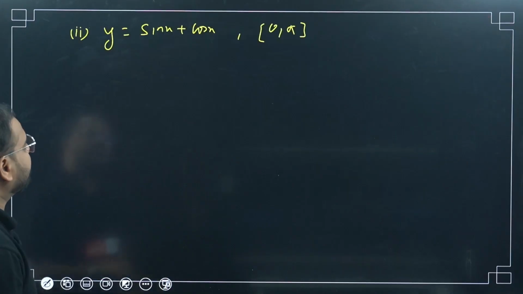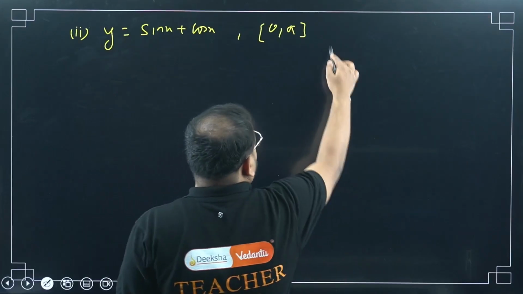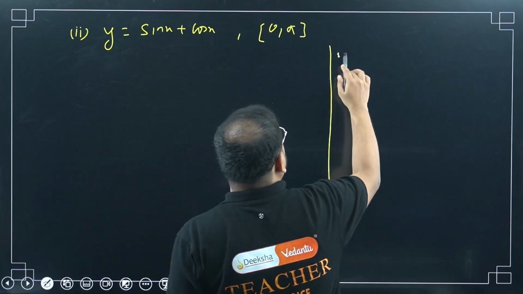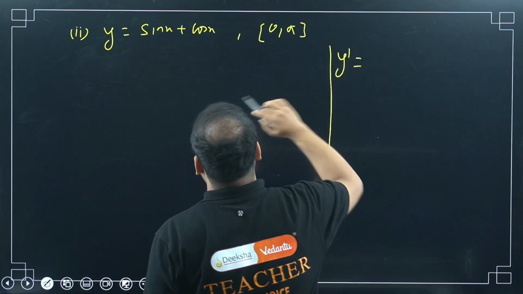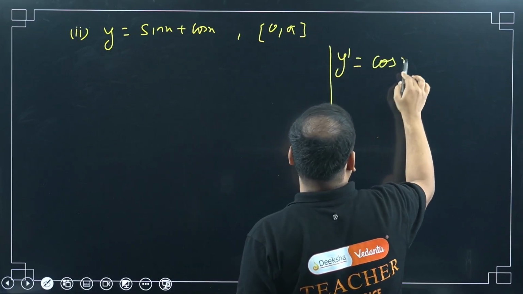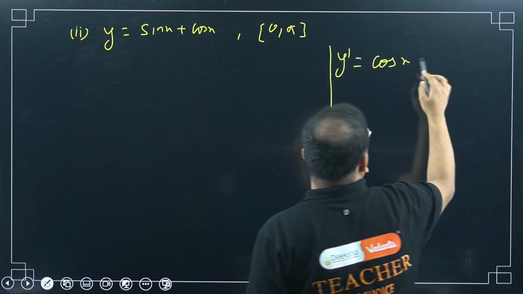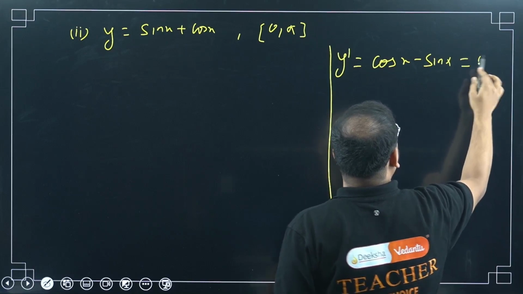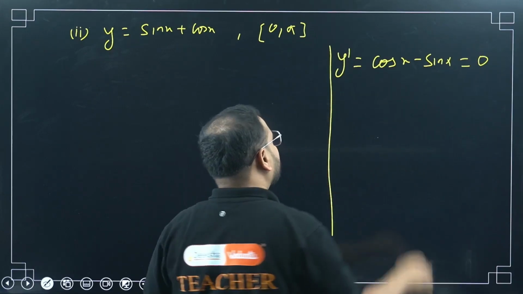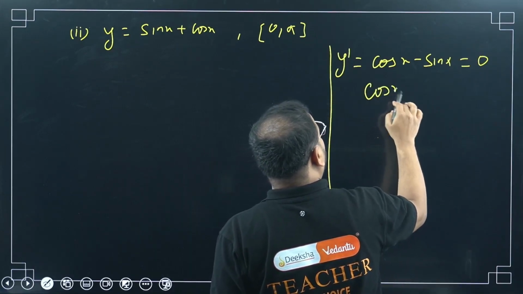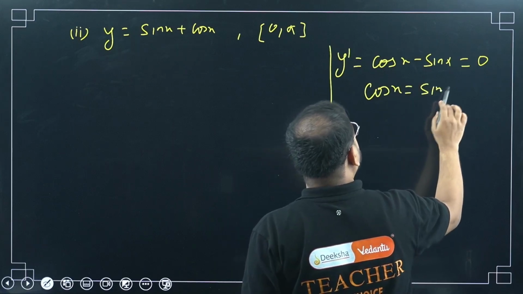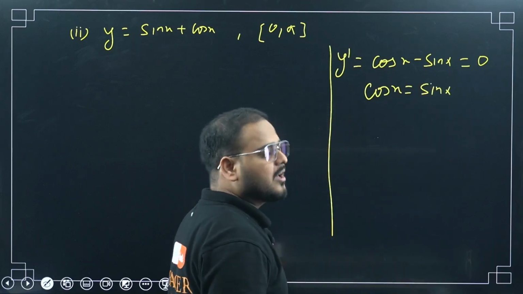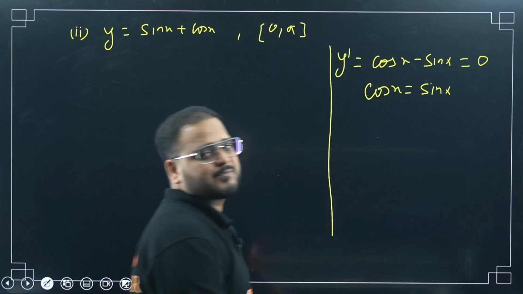So first find what? Derivative. Find derivative now. Y dash, how much is that? Tell me. Cos x minus sin x. Put it equal to 0, please. Why 0, sir? To find the critical point. Cos x equals sin x. When is this possible, tell me?